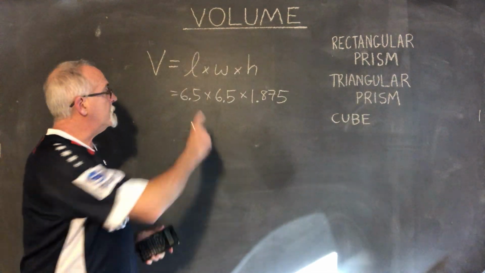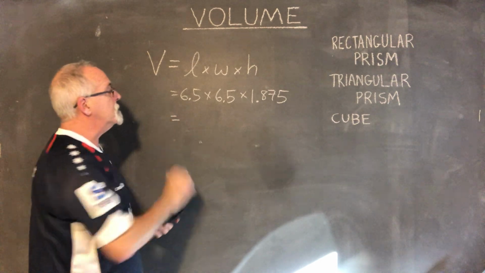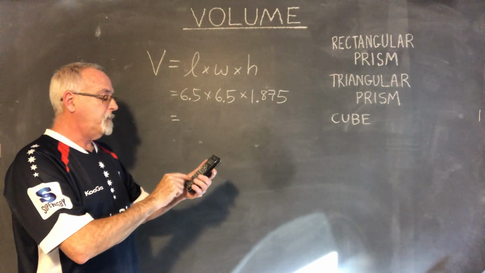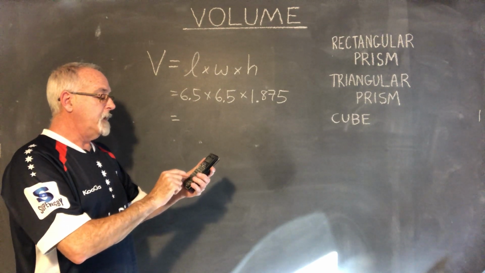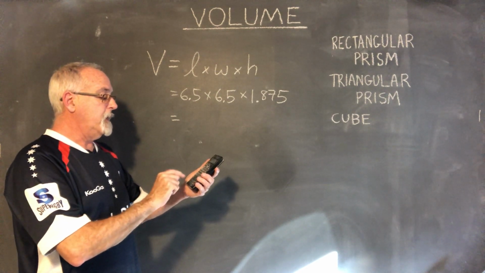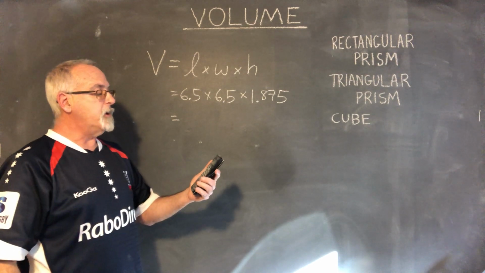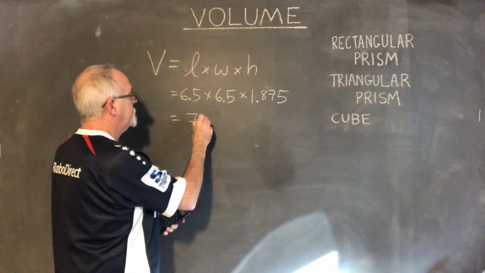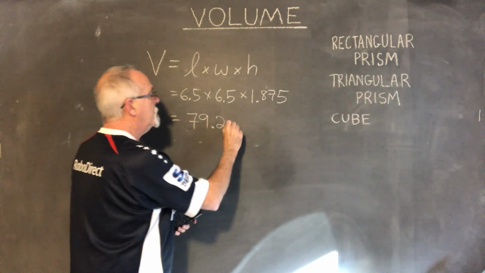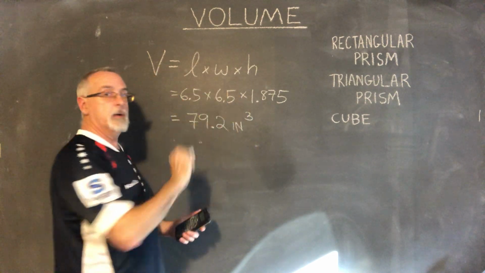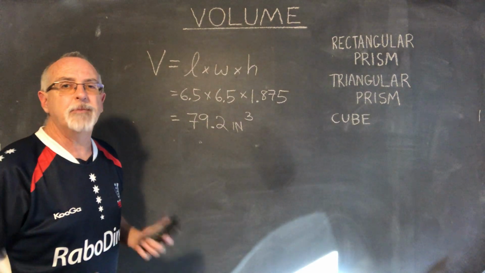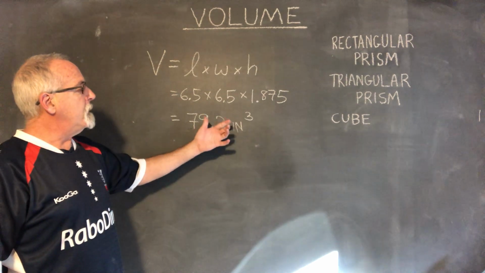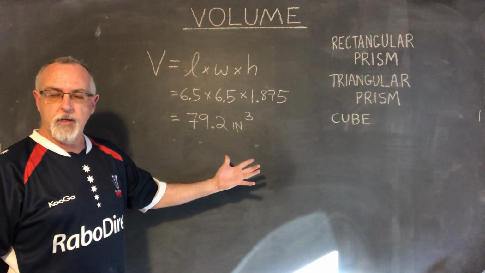But I need this anyway because I'm also going to give my answer for the volume. 6.5 times 6.5 times 1.875 equals 79.21875. I'm going to round to the nearest tenth so that is 79.2 inches cubed.